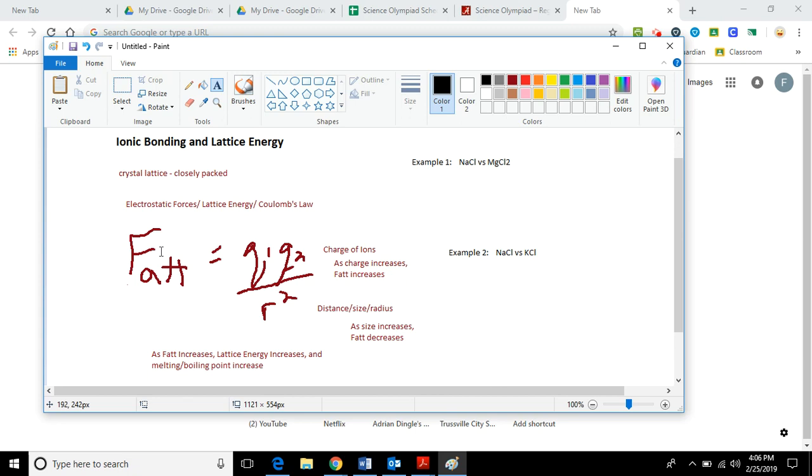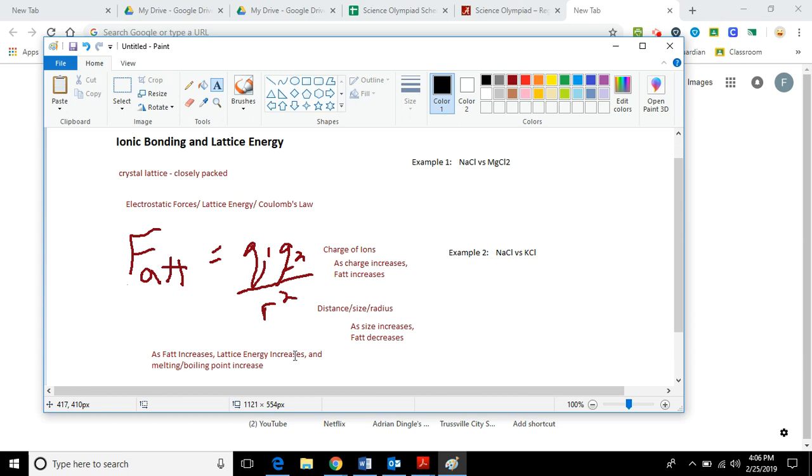Now, how does that relate to lattice energy? How does that relate to electrostatic forces? Well, if my force of attraction is increased, then my lattice energy increases as well. Now, that can relate to different properties of ionic bonds. We all know that ionic things have very high melting points and very high boiling points, but they have different strengths relative to one another. So how I know if one ionic compound has a greater melting point or boiling point than the other is all due to its lattice energy, its force of attraction.